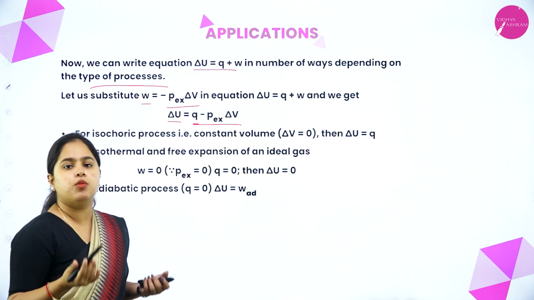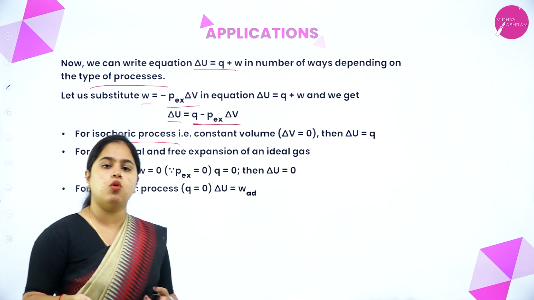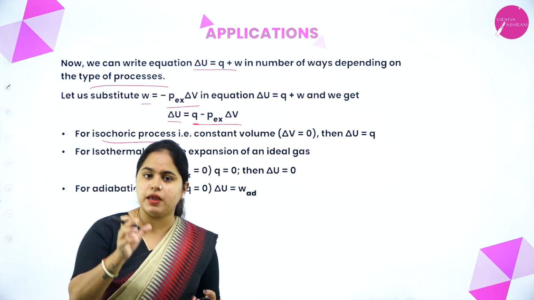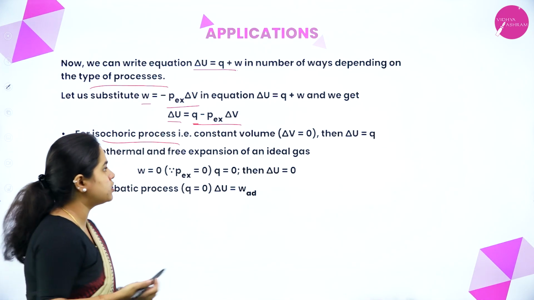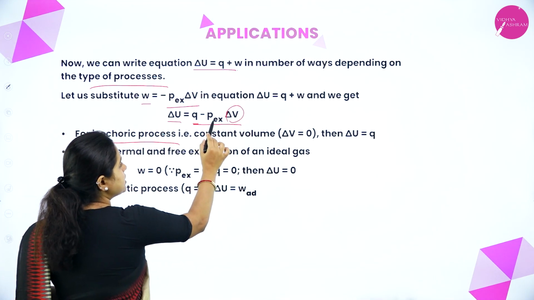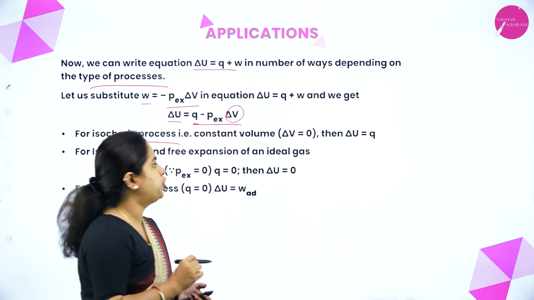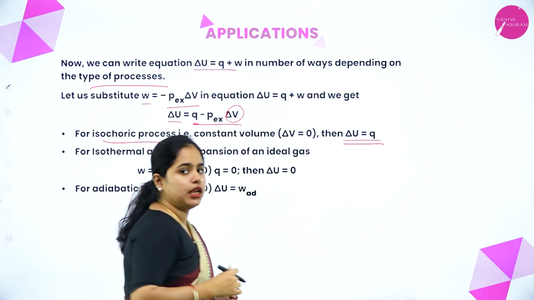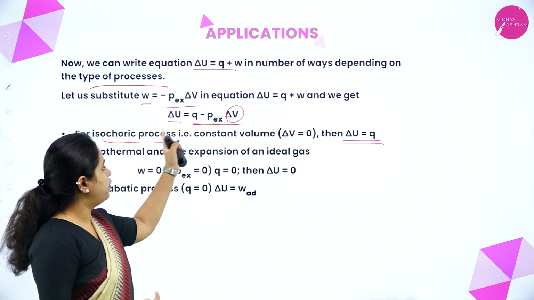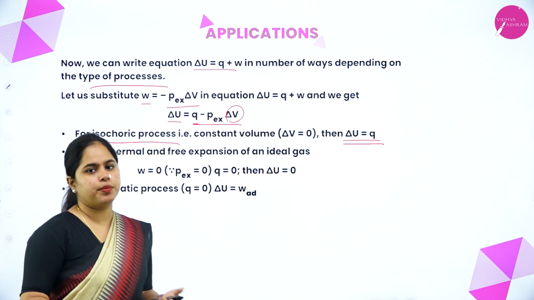Now we are going to see it for different thermodynamic processes. If it is an isochoric process, what is an isochoric process? The change in volume will be equal to 0, or you can say that the volume will be constant. So that means delta V is equal to 0. If delta V is equal to 0, what happens to the equation? Yes, P external into 0 will be 0, right? So what will be the only terms left? Delta U will be equal to Q, right? So for an isochoric process, delta V equals 0, and the first law of thermodynamics becomes delta U is equal to Q. The change in internal energy will be equal to Q.